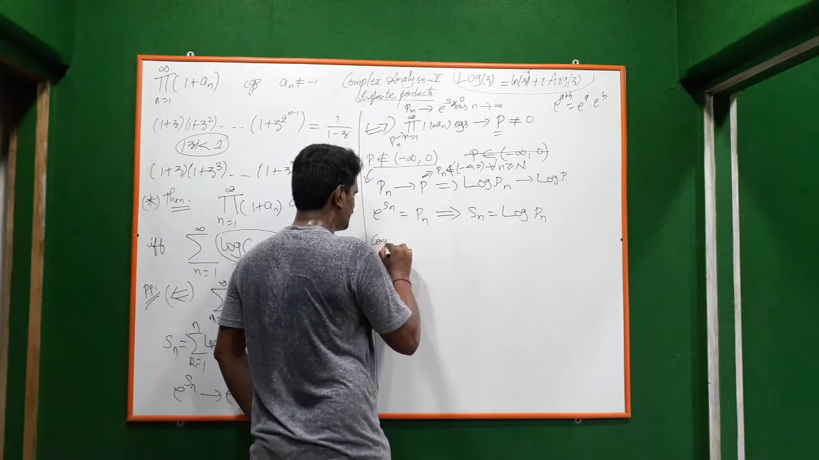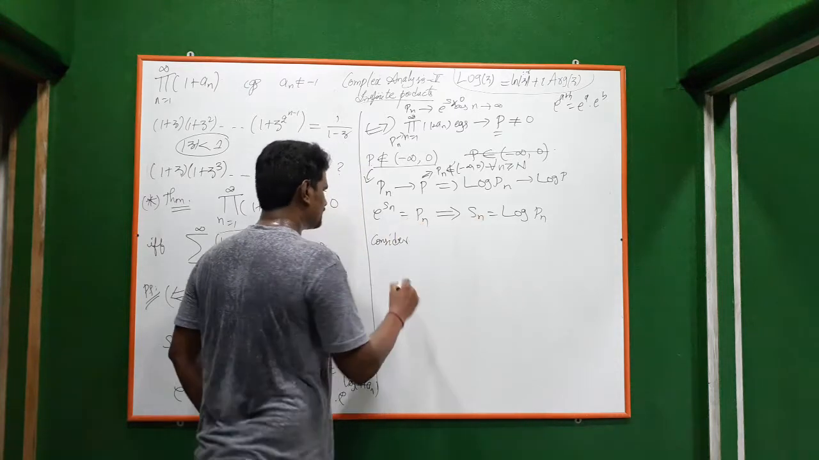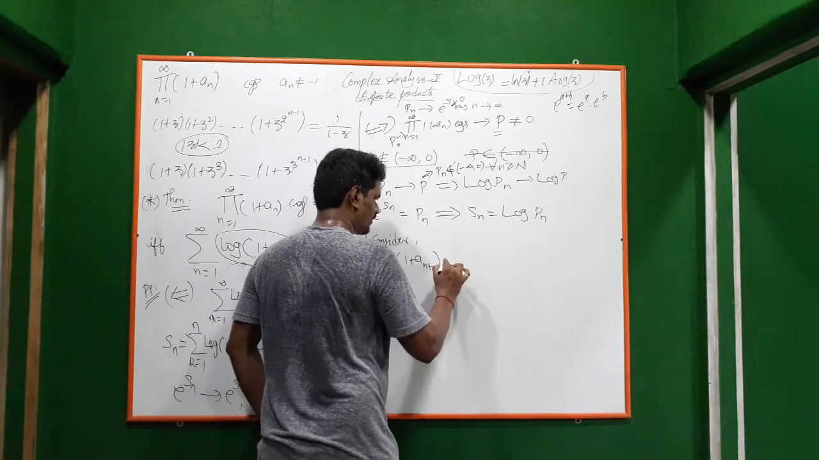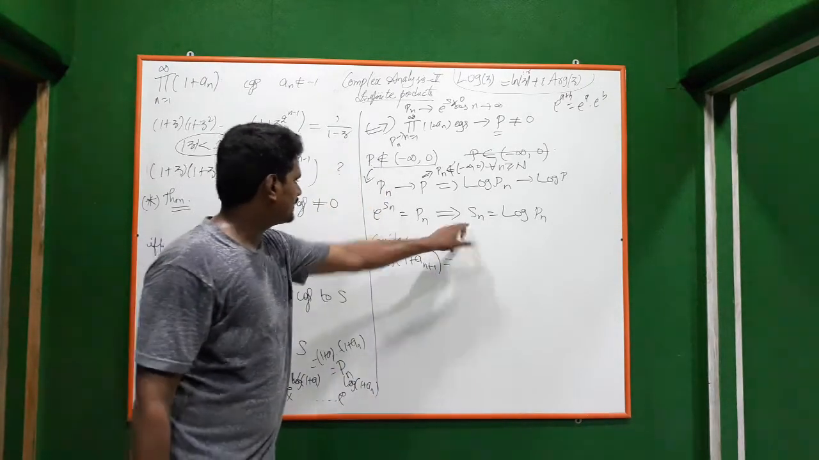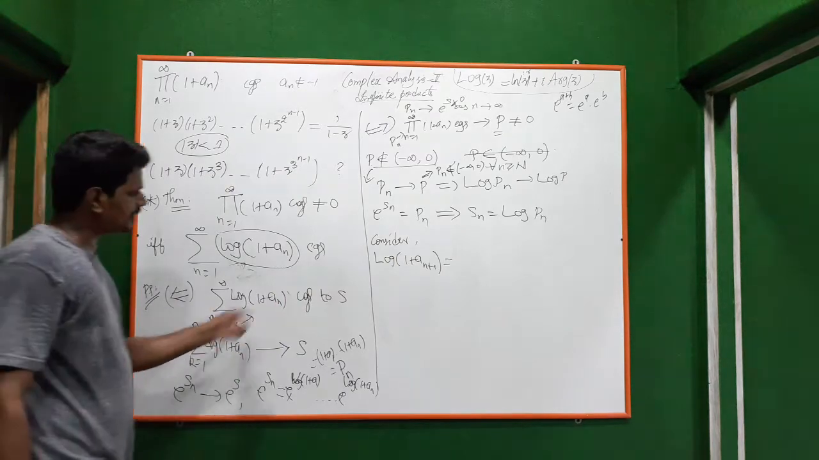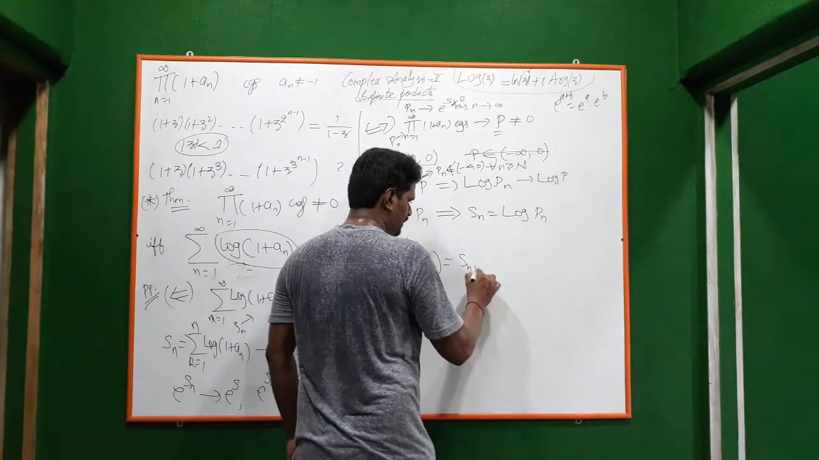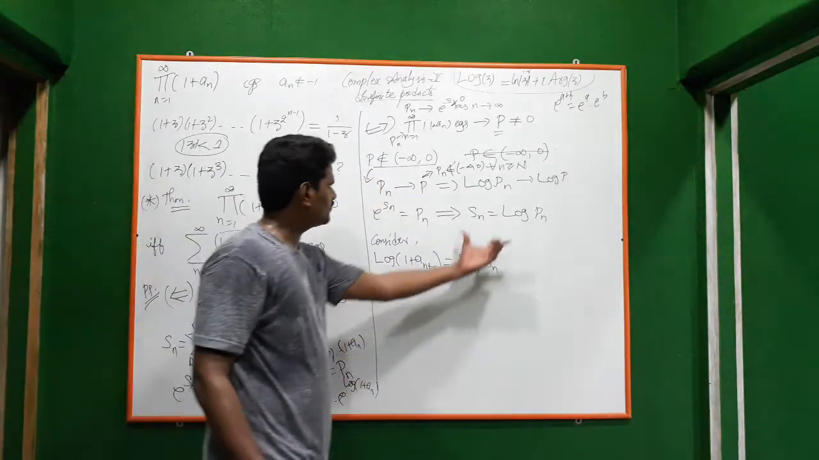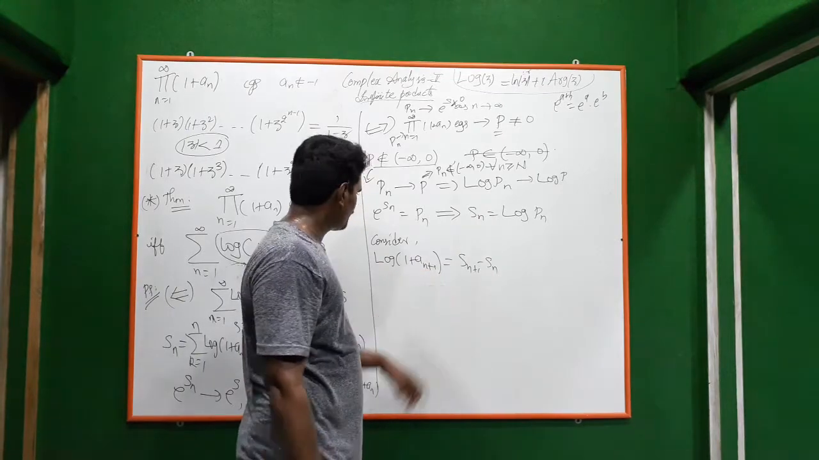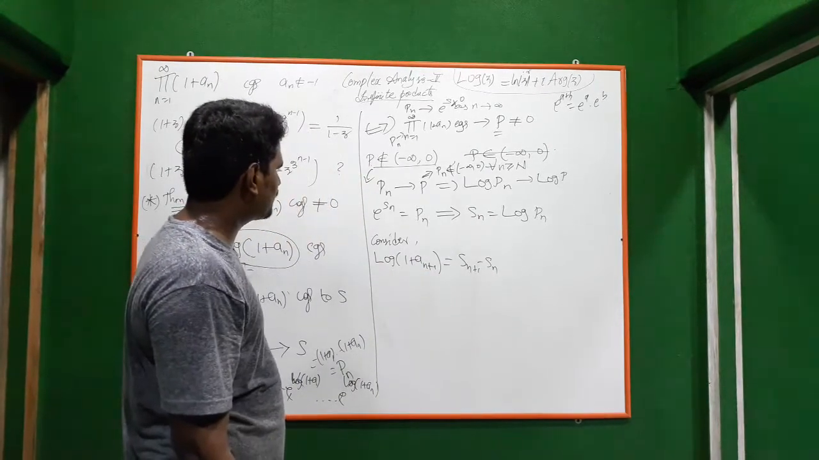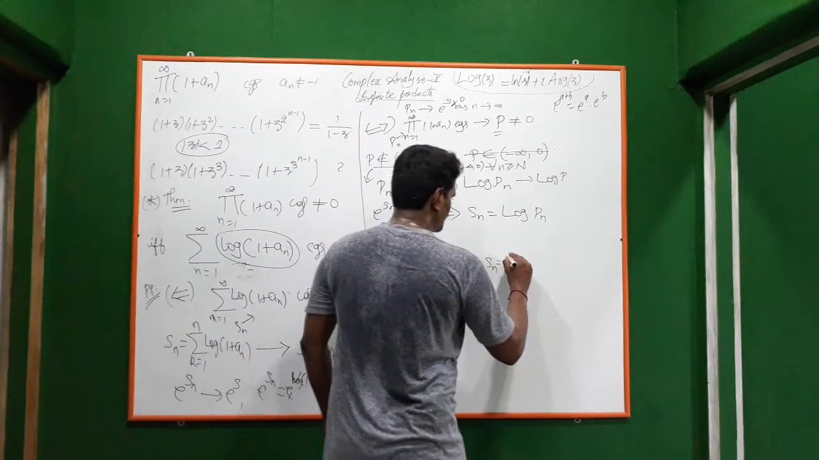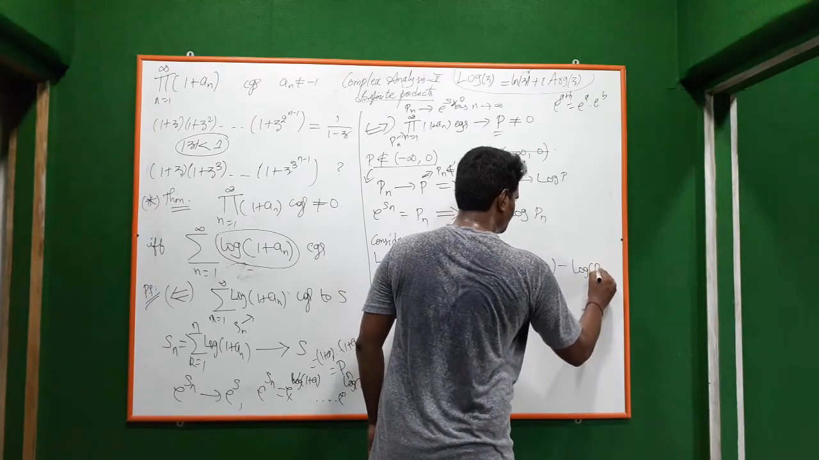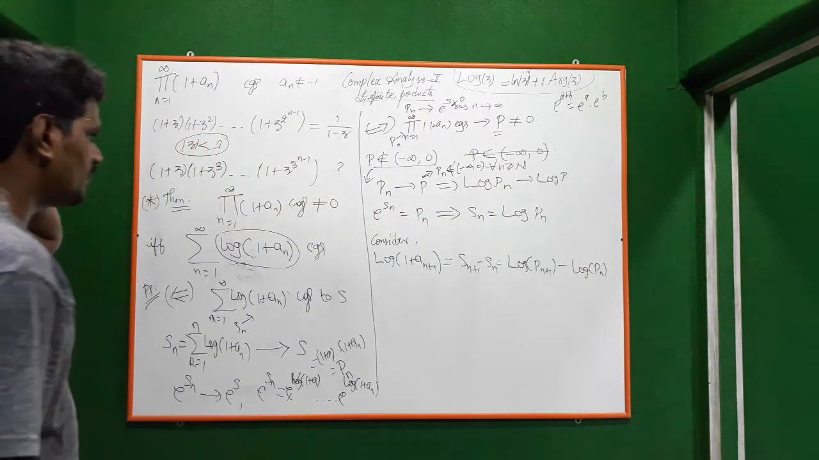Consider, keep it as it is, and consider log(1 + a_{n+1}), which is nothing but S_{n+1} minus S_n, where S_n is the partial sum sequence of this series. For getting this term to apply here, we are doing this. So log(1 + a_n) is S_{n+1} minus S_n, which is log P_{n+1} minus log P_n. Okay, this we have.